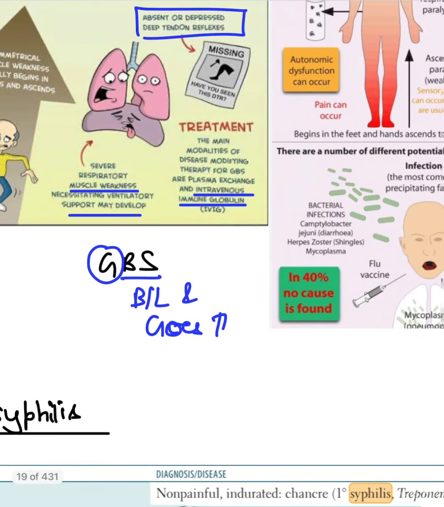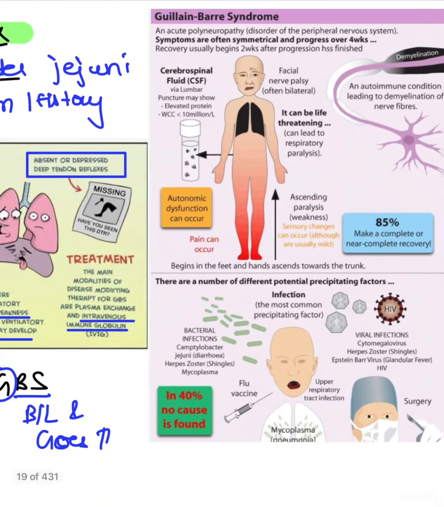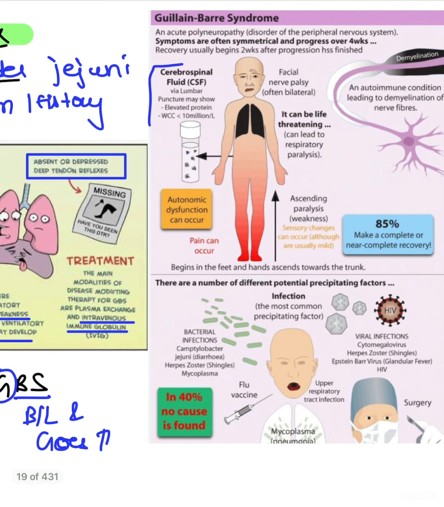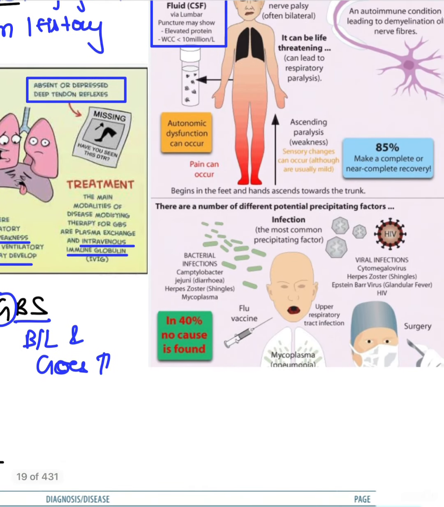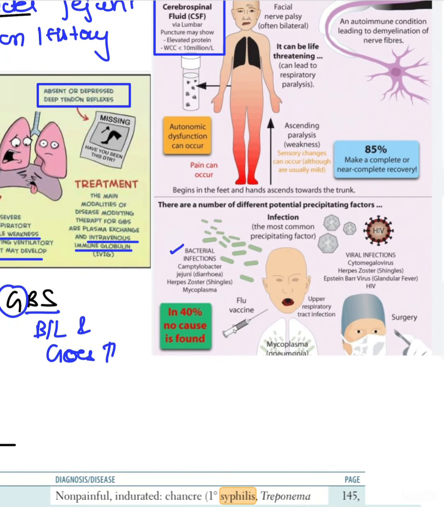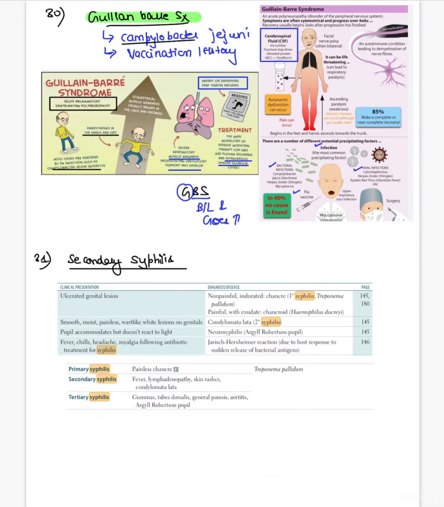Since it is a lower motor neuron disease, you will find absent or depressed deep tendon reflexes. On cerebrospinal fluid examination, guys, you will find elevated protein. That is important. This is known as albuminocytological dissociation, that is again important. It may be due to a predisposing infection, bacterial infection, some GI infection, some viral infection, or post vaccination, like some of them complain post COVID vaccination.